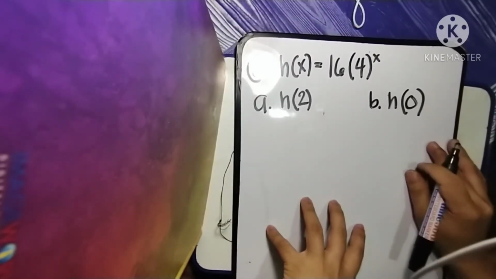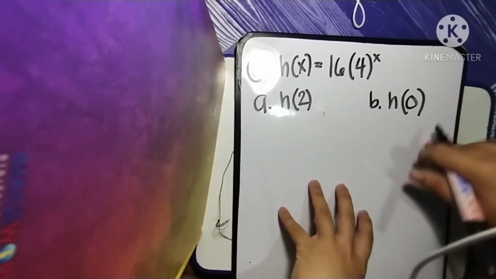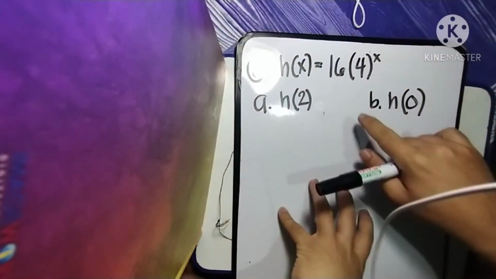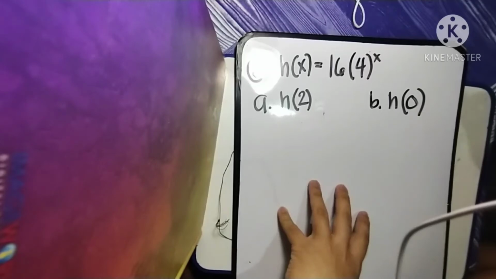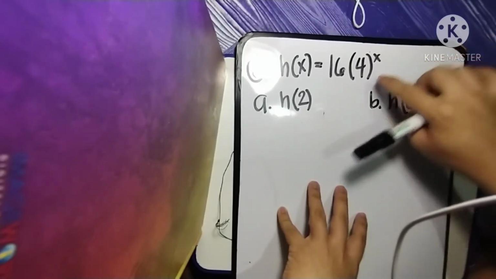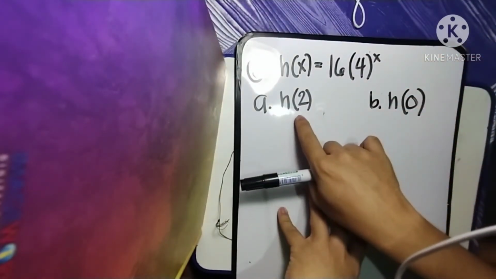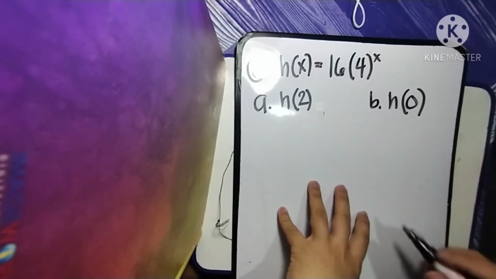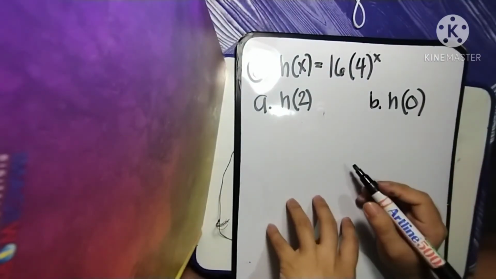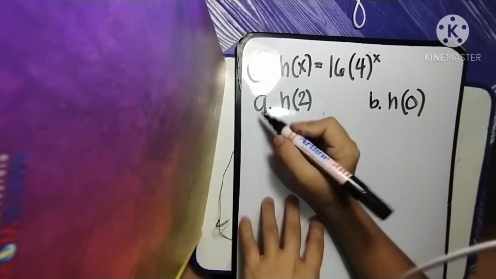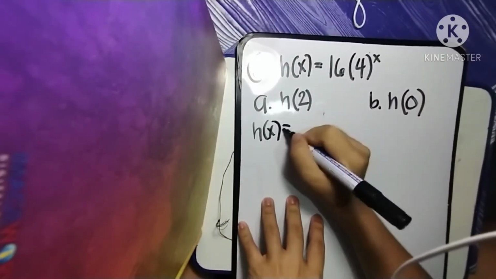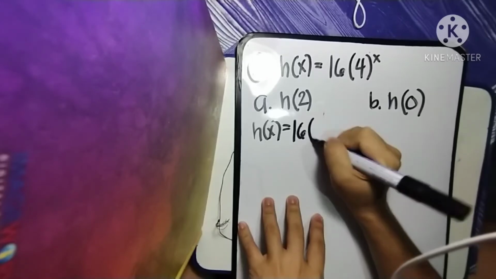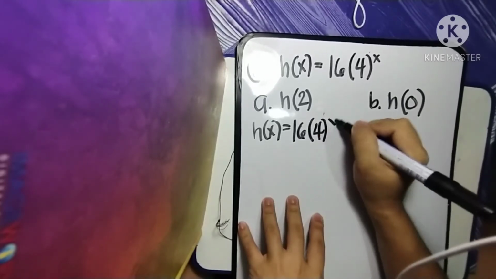Okay, next exponential function. We are given h of x is equal to 16 times 4 to the power of x. What is the value of the function if x is equal to 2 and 0? Okay, so let us start. Copy the given function: h of x is equal to 16 times 4 to the power of x.